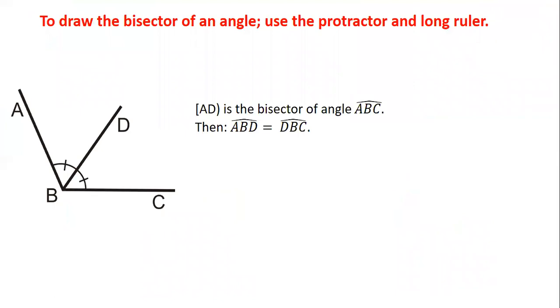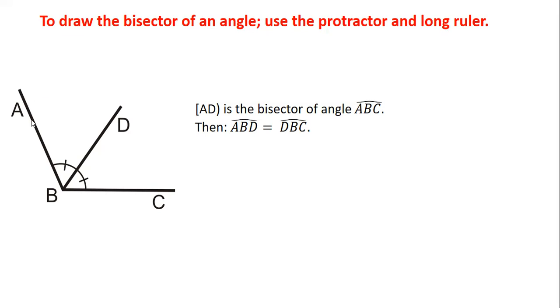Now, to draw the bisector of an angle, we use both rulers, the protractor and the long ruler. The protractor, we use it to measure the angle and to assign the half of the angle. The long ruler, we use it to join the marked number with the vertex.